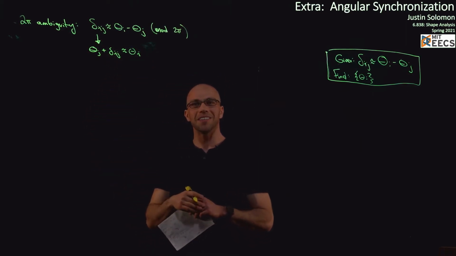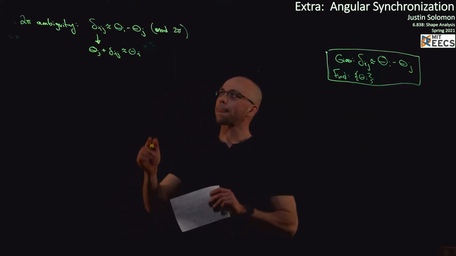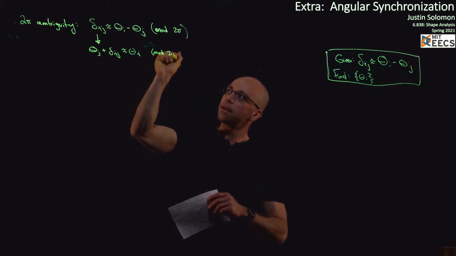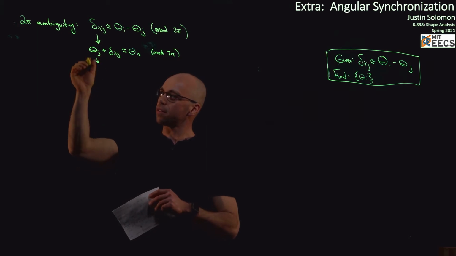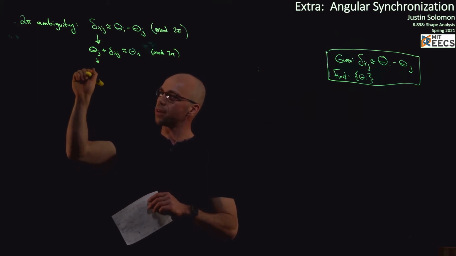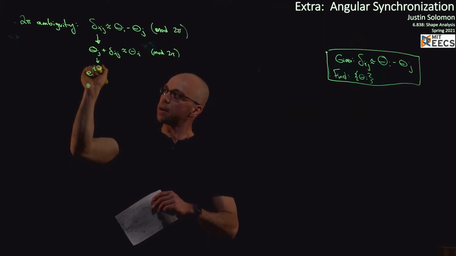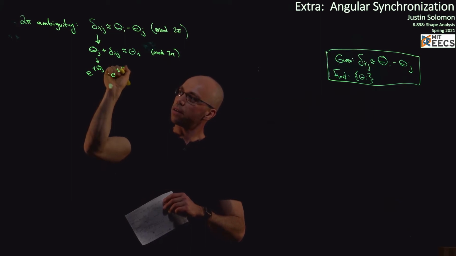Hopefully we're okay with that particular thing. So in particular, again, all of this is mod 2 pi. To get rid of that 2 pi factor, let's just put all of this in an exponential. So in particular, we can write the following, which is e to the i theta j times e to the i delta.